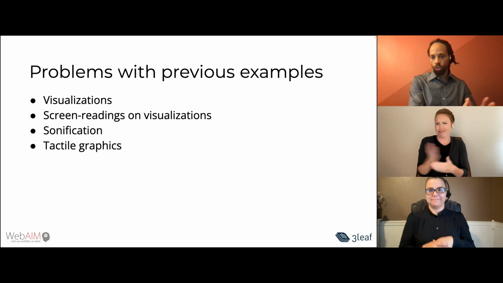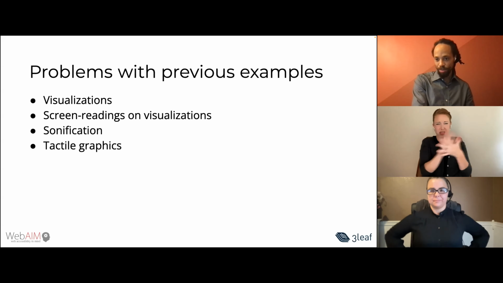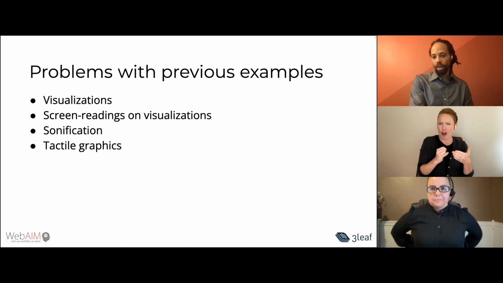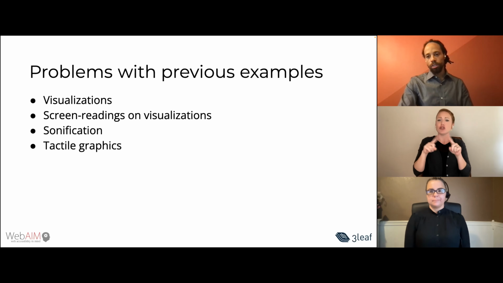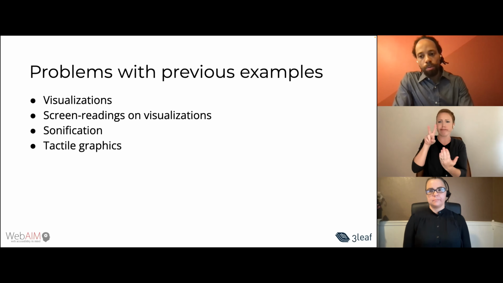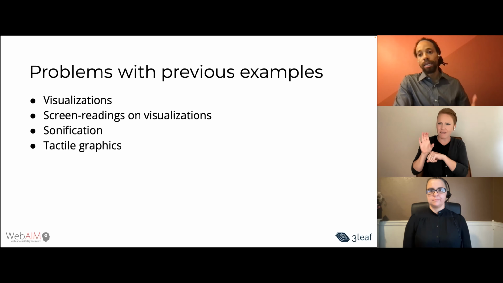So with visualizations, too much noise, folks are doing data art when they should be doing data visualization, and so forth. Screen reading data visualizations is also very problematic. Folks are forced to express in the same way that you would experience a table.